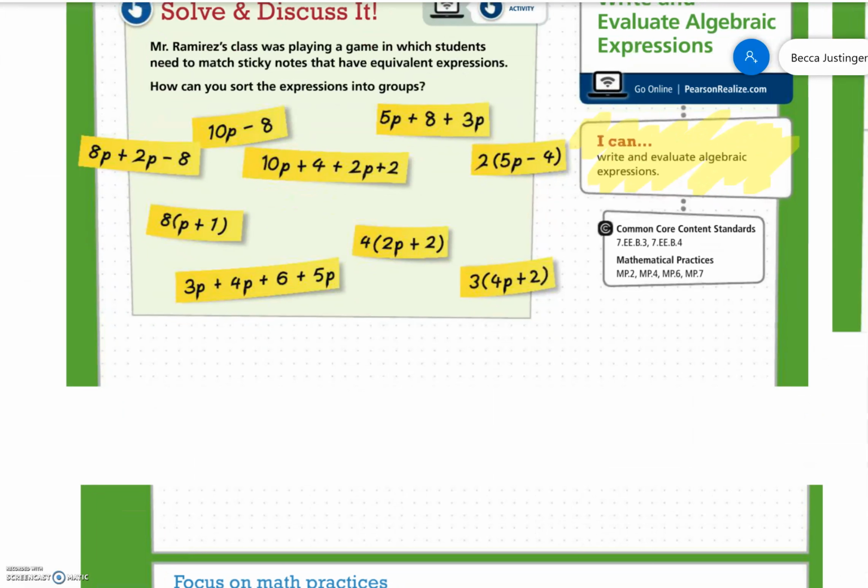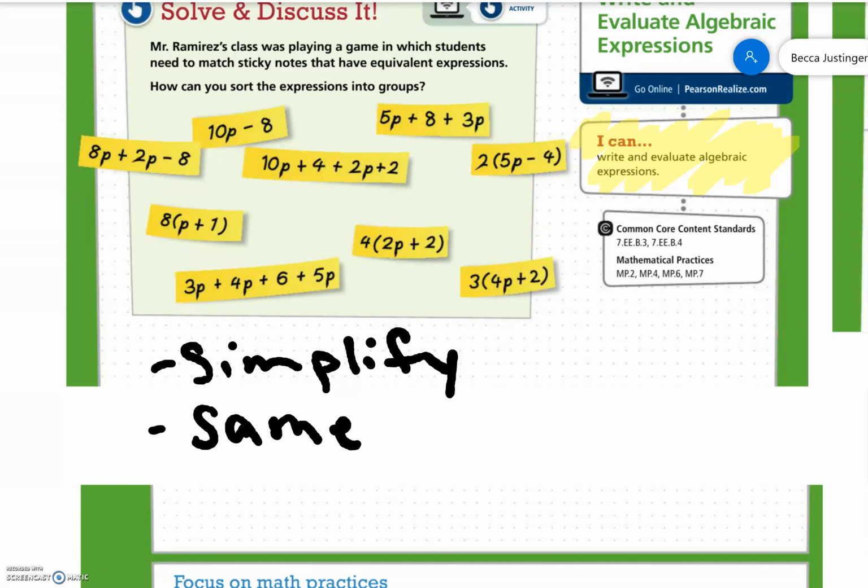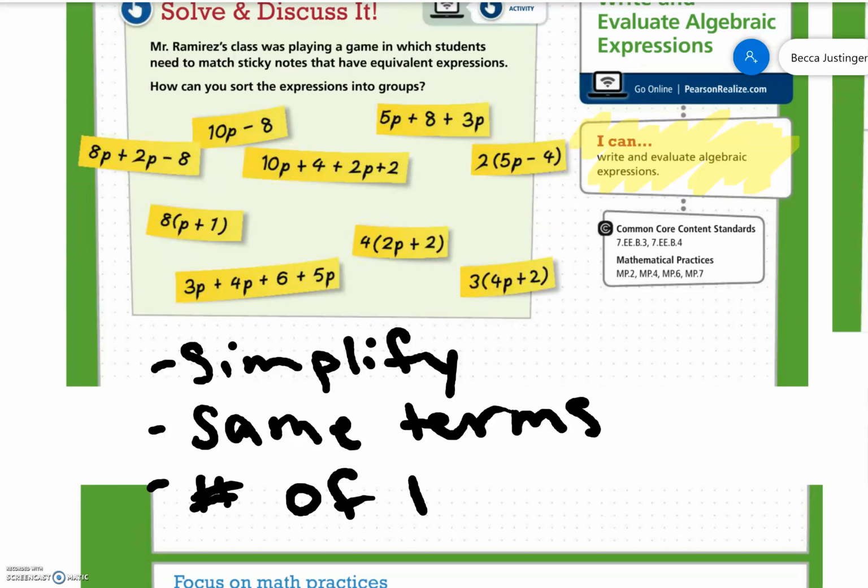Okay, hopefully a lot of you participated. Some thoughts I was having was we could simplify them. And after we simplified, we could see which expressions were equivalent, like they had the same terms. So we're looking at same terms. And also we could group them by number of terms. The number of terms are like 10p, that is one term. Terms are separated by addition and subtraction symbols.